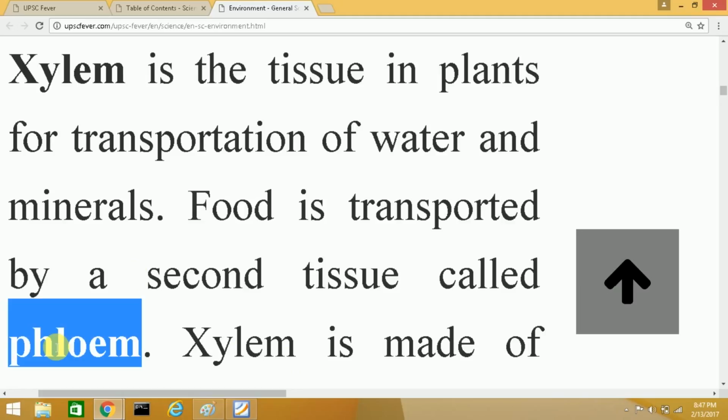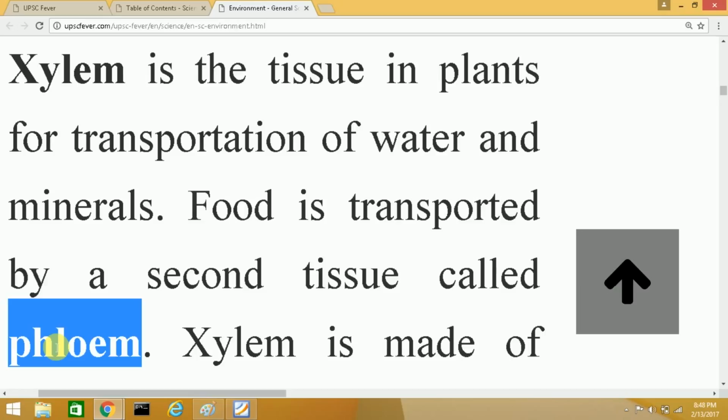The disadvantage of xylem is that only unidirectional movement is possible. However, phloem is bidirectional movement enabler, and so food can be transported to and fro, whereas water and minerals can be transported only in one direction.